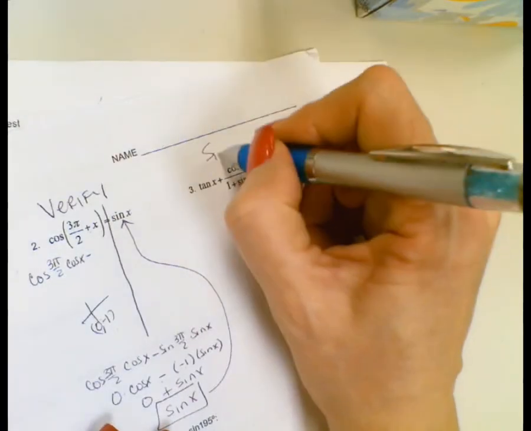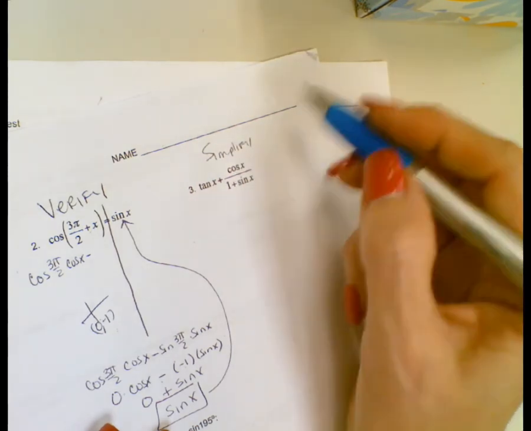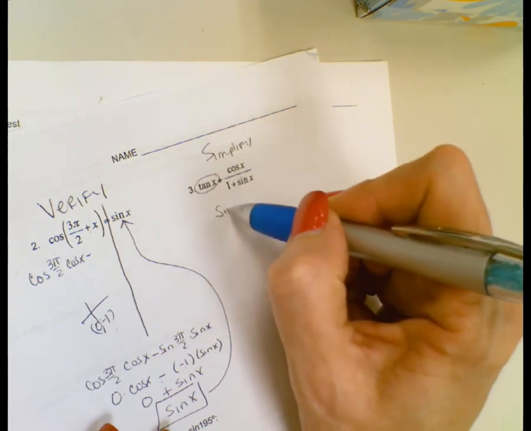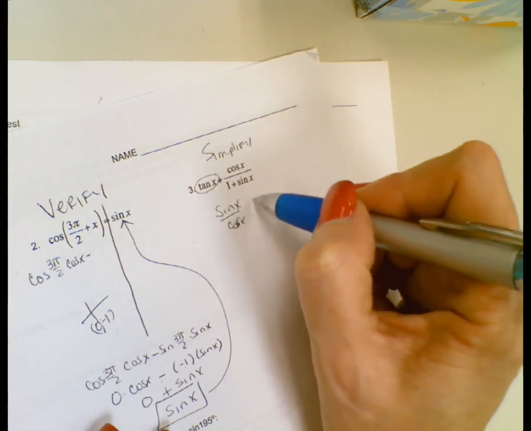This next one is a simplify. So I think it's going to be easiest if we change this tan to sine x over cosine x, because I've done this a couple times and this just seemed to be the easiest way.